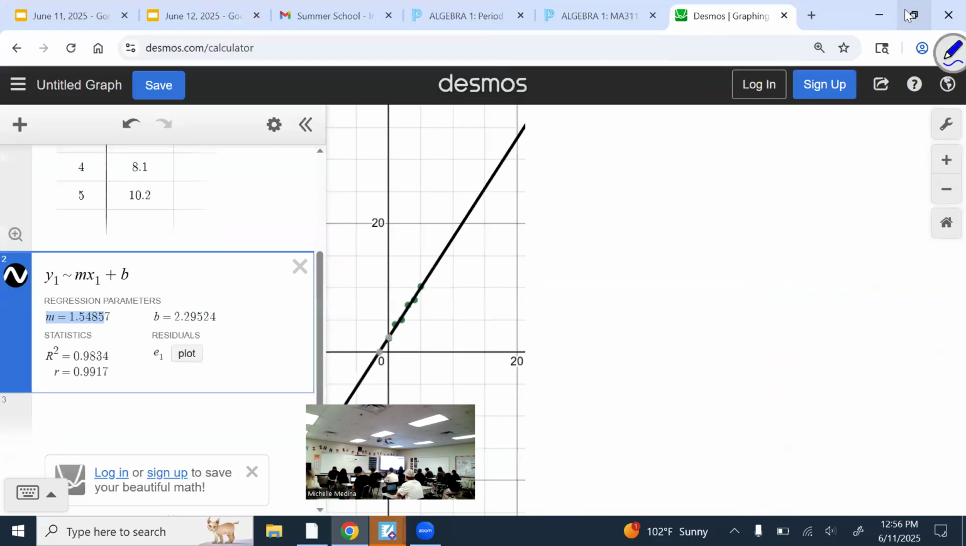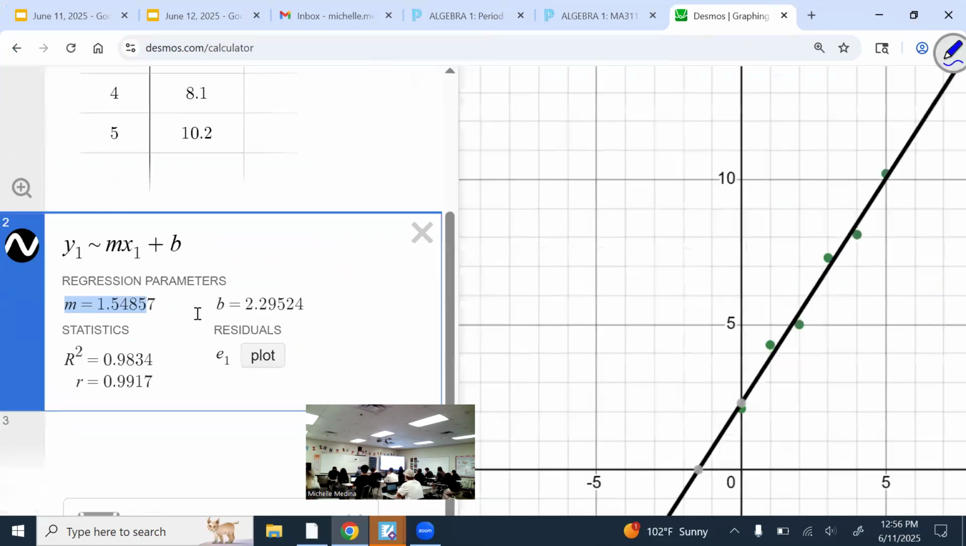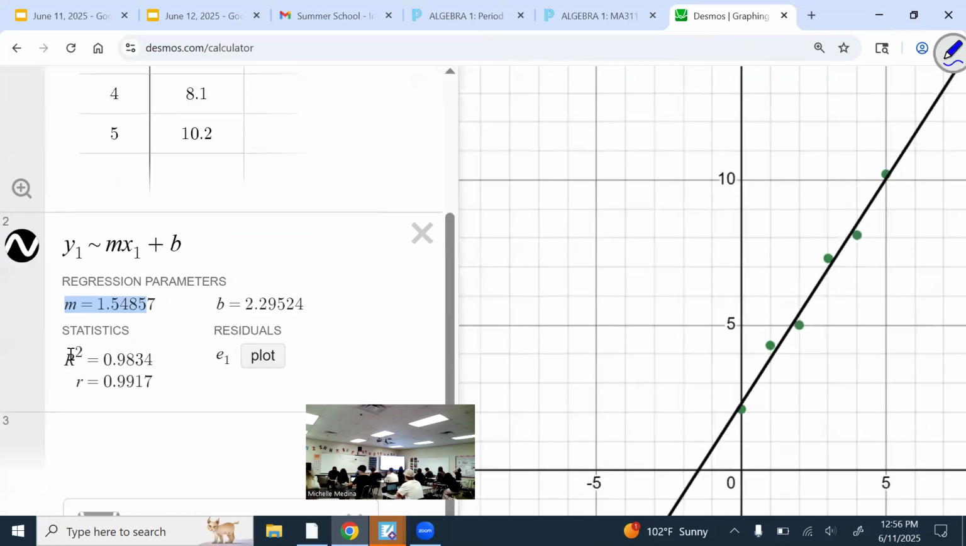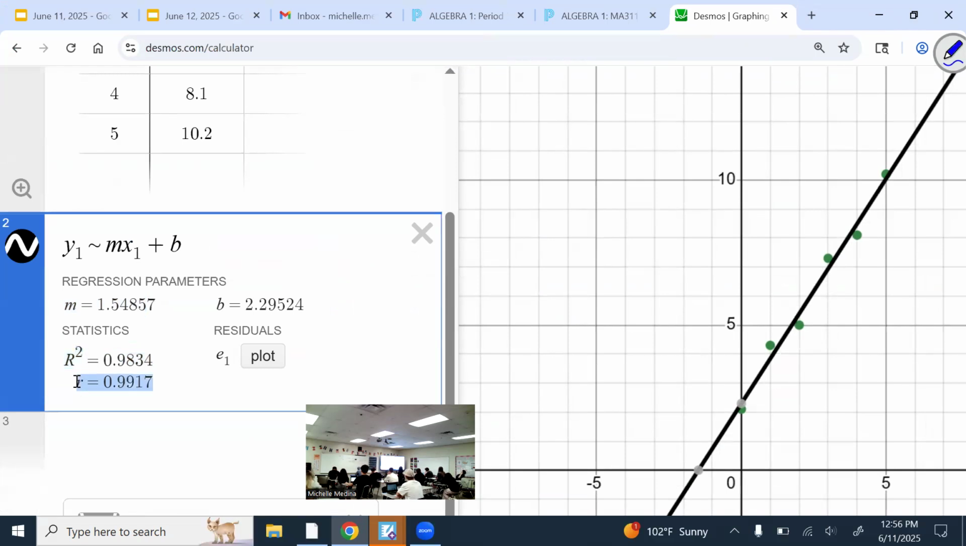Other things it shows you on here are, I mean, we don't deal with R squared in ninth grade, but the R value we've been talking about a lot today. That's your correlation coefficient. Would you say that this data is strong? Yes, because this is close to what? 1. Would you say that it's positive or negative? Positive. Without even looking at the graph, if I just had the R value, that's a positive number, so it's a positive correlation.